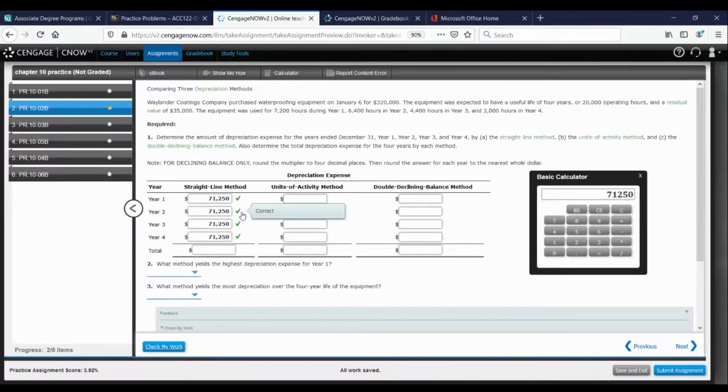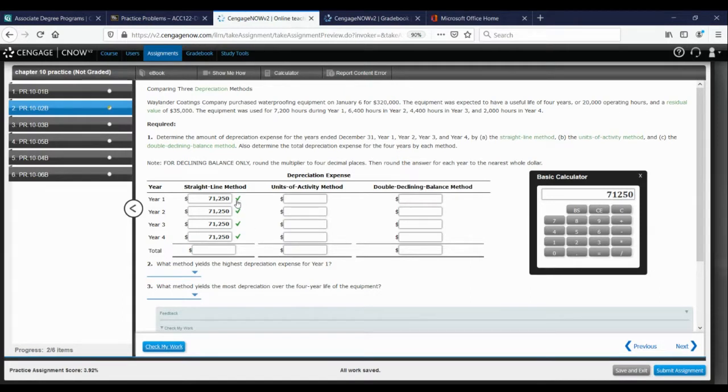In this problem, they didn't have you doing journal entries. You're just calculating the amounts of the depreciation. But at the end of the year, you would make an adjusting entry to record the depreciation on this equipment.